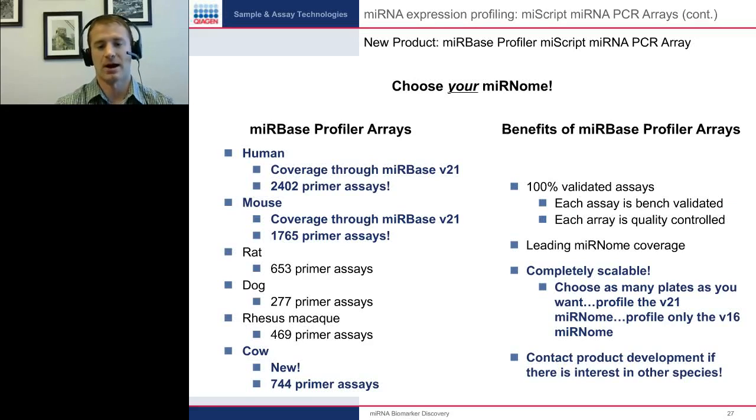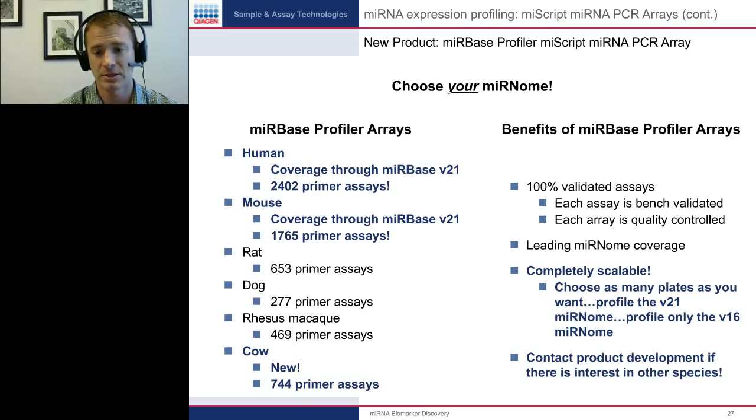So let's discuss the variety of options you have now. We have the miR-based profiler microscript microRNA PCR array. And what this enables is you to choose your micronome. We have coverage for human and mouse through miR-based version 21, with over 2,400 assays for human alone, over 1,700 for mouse, and we also have coverage for rat, dog, rhesus macaque, cow, and our latest species of interest is horse. Some of the benefits are, again, that the assays are 100% validated.